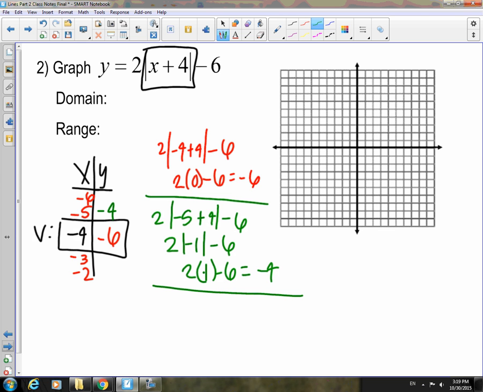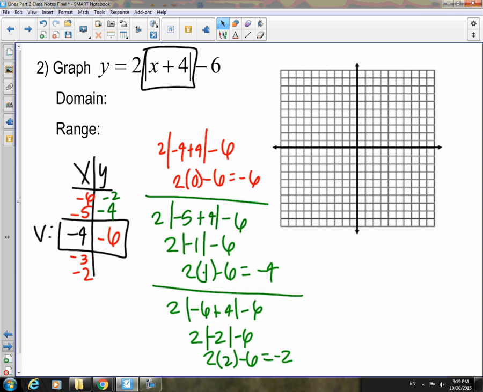And then I'll plug in -6. So 2 times the absolute value of -6 + 4, minus 6. So 2 times the absolute value of -2 minus 6. So 2 times 2 minus 6 would give me -2. Okay, and I'm writing this all down, but hopefully these values are coming a little bit faster to you. Okay, now I'm going to reflect these around. So the -4 will reflect, and then the -2 will also reflect down. So I just need to go plot those points. (-4, -6) is my vertex, so that's where I'm going to start.